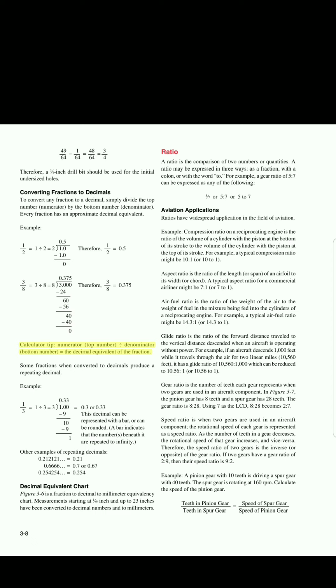Calculator tip. Numerator, the top number, divided by denominator, the bottom number, equals the decimal equivalent of the fraction.